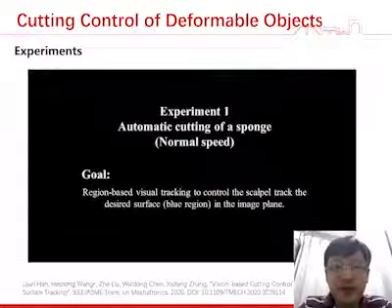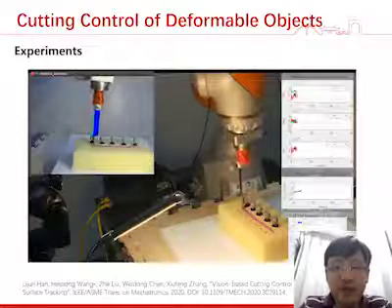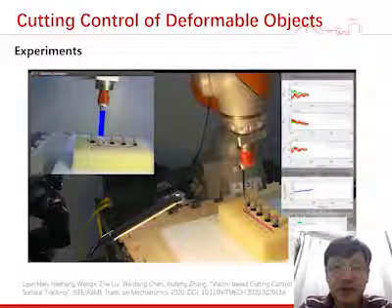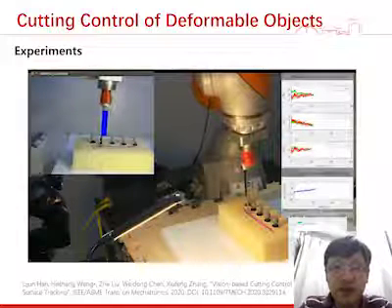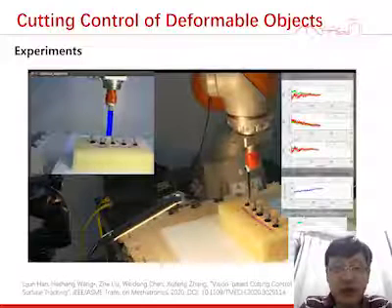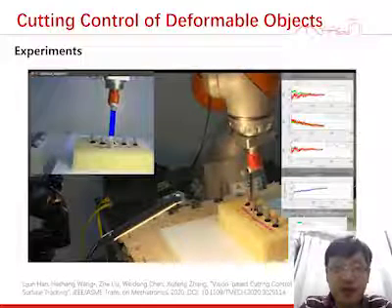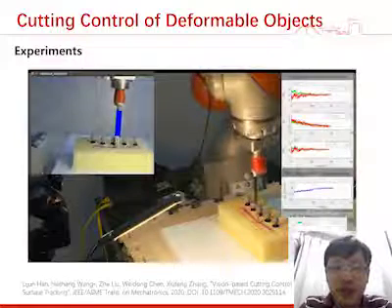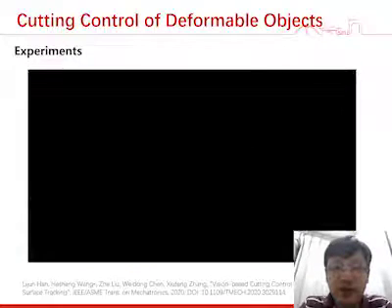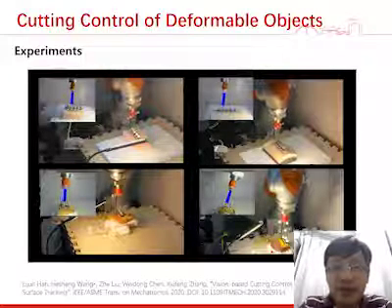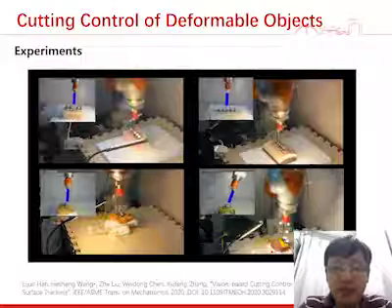This is a video of the experiment. We conduct the experiment with different types of deformable objects, including the sponge, artificial tissue, chicken breast, and pork liver. On the surface of the object, there are a series of feature points or red markers that we use to estimate the unknown material's properties.